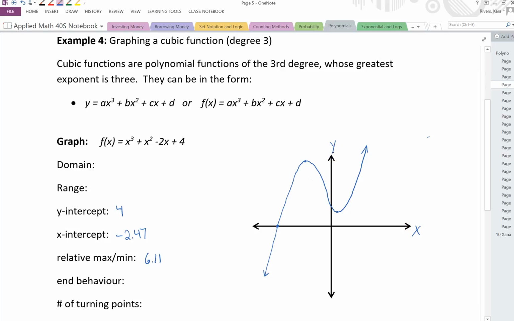And we found our relative max, and we found the coordinate point that matches that. That was 1.22, our ordered pair, and 6.11. While I'm here, I can also label my y-intercept of 4, my x-intercept of negative 2.47. So all I'm missing now is my relative min, and to figure out what that lowest value is there.